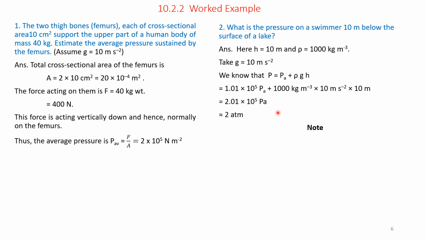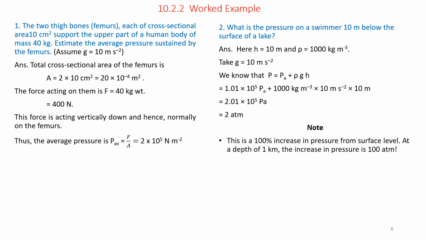This is about a 100% increase in pressure from the surface level. At a depth of 1 kilometer, the increase in pressure is about 100 atm. Submarines are designed to withstand such enormous pressures.